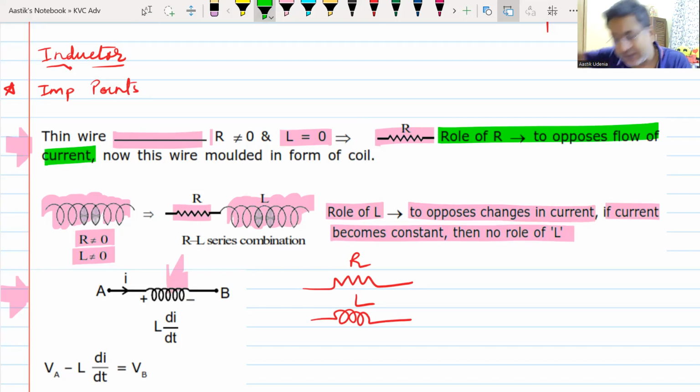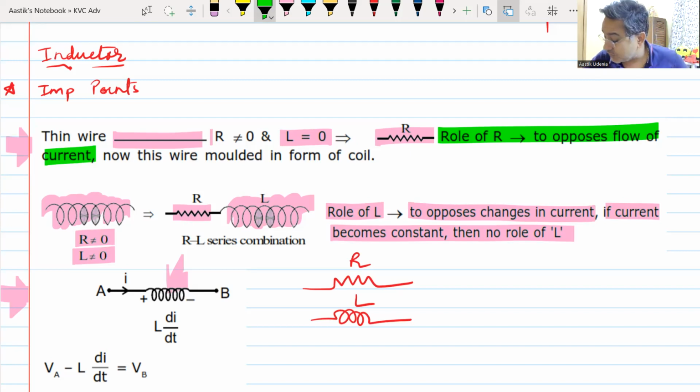Up till the time that current is flowing, a resistor will oppose the flow of current always, but an inductor will only oppose the change in the current. When the current becomes constant, there is no use of inductance. Do we understand this? Yes.